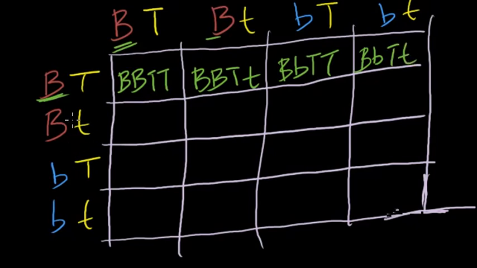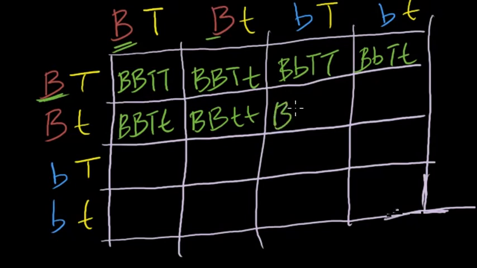And I'm just going to go through these super fast. It's going to take forever. So capital B from here, capital B from there, capital T, lowercase t from here, capital B from each, and then lowercase t from each.